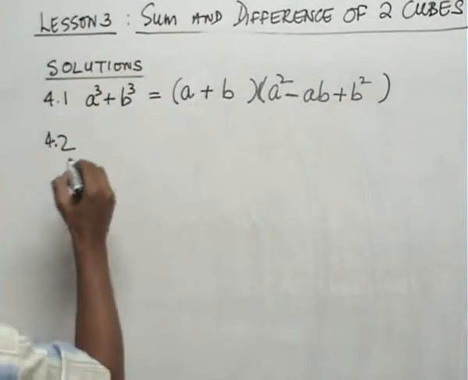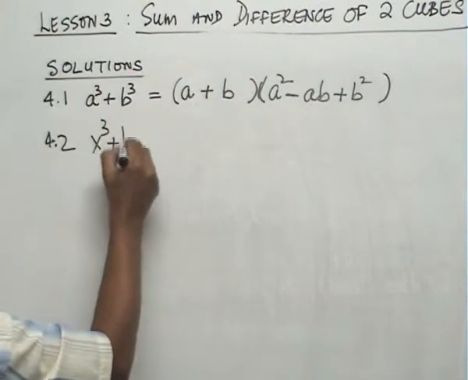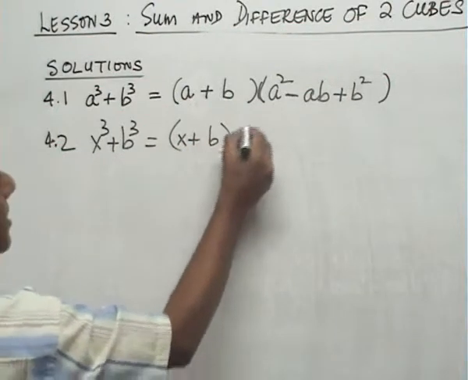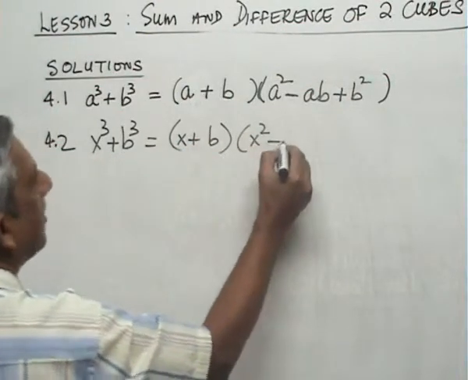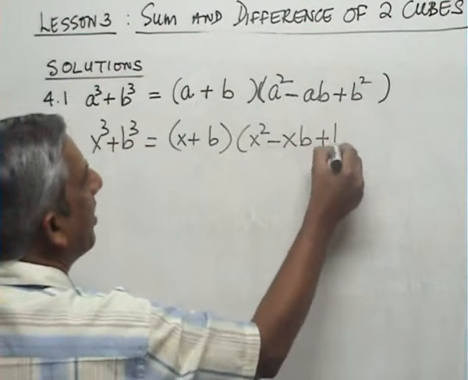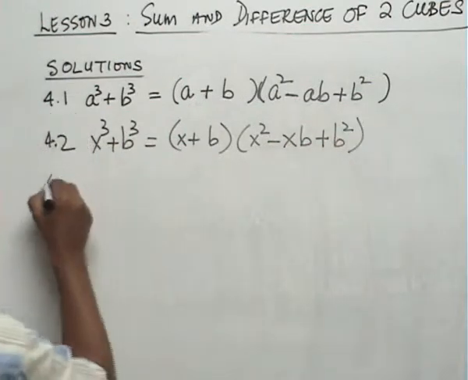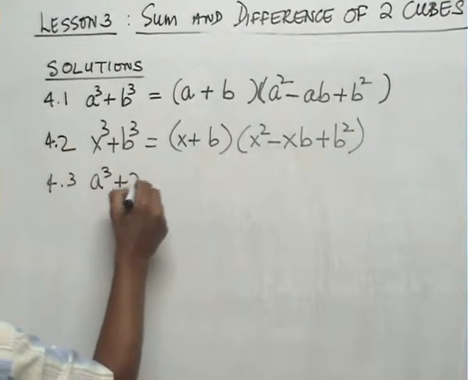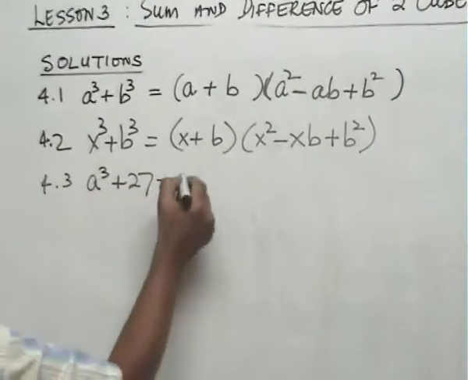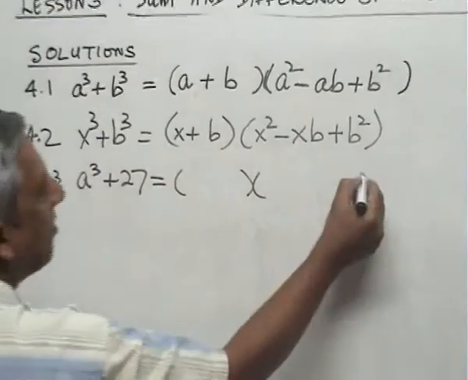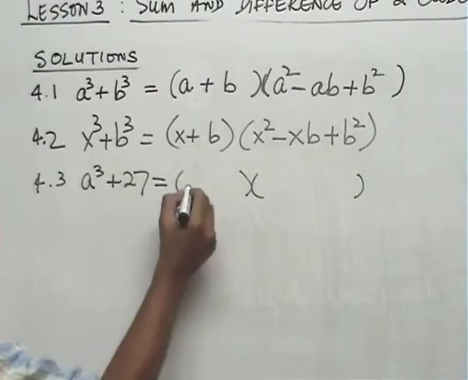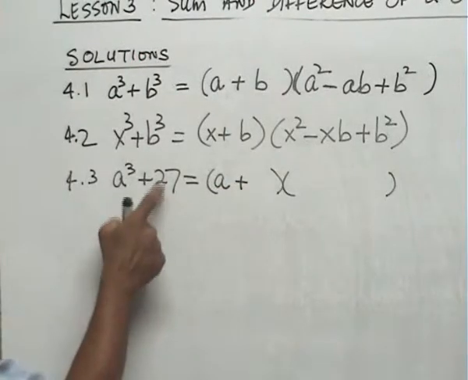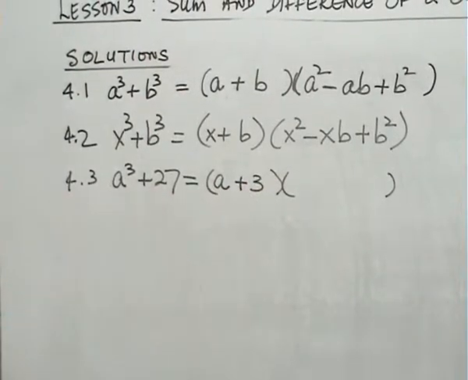4.2. x cubed plus b cubed. Just like that, x plus b into x squared minus xb plus b squared. 4.3. a cubed plus 27. So, one small bracket, one bigger bracket. Cube root of a cubed, a. If this is plus, then the first bracket will be plus. Cube root of 27, 3.